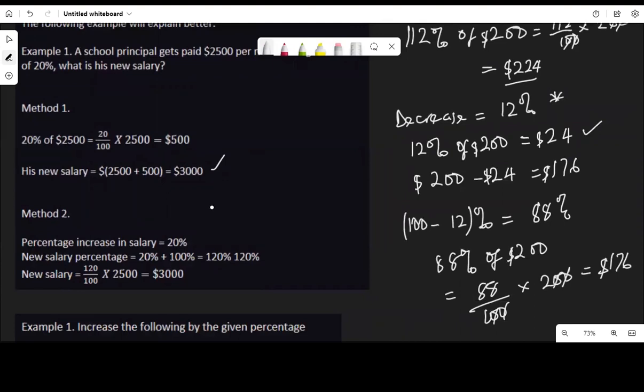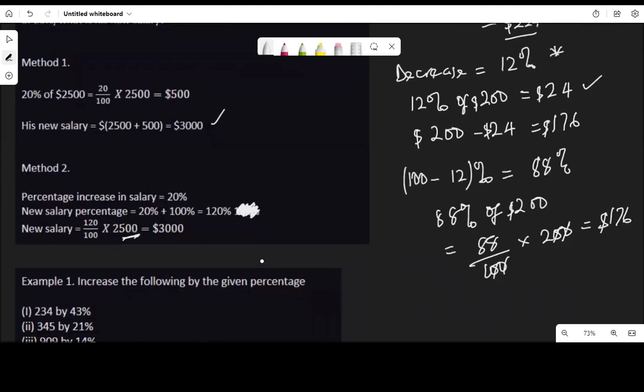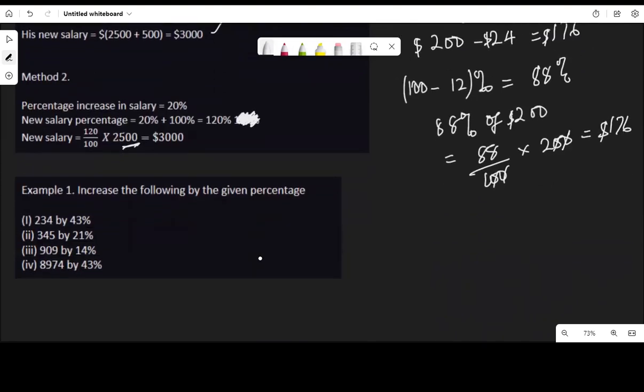Then using the second method to calculate the percentage increase on the same salary, we are talking about increase, right? We add, not subtract. We add the 20% increase to 100%, which gives us 120%. There is a mistake here, I wrote it twice. So we now take this 120% and multiply by the old salary, which gives us $3,000.